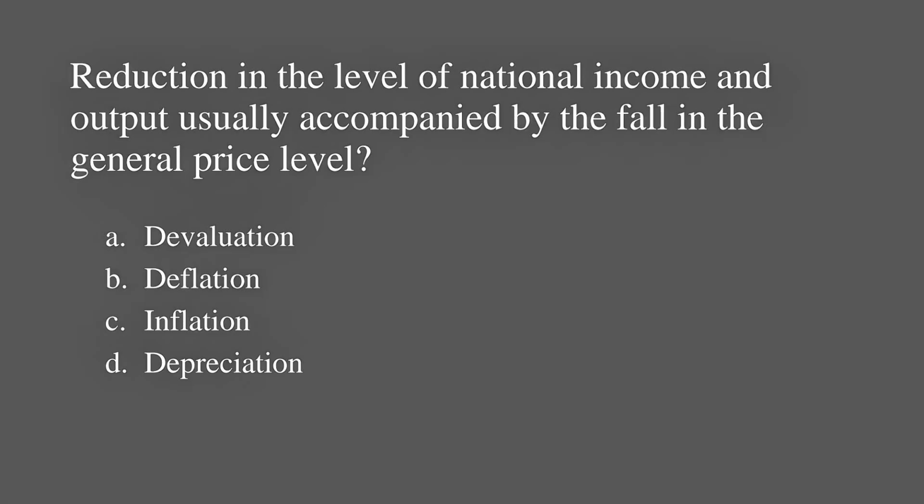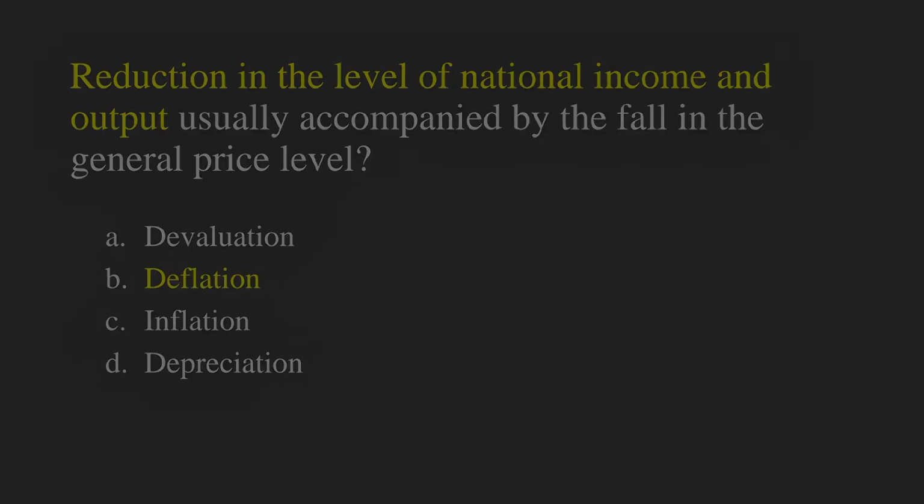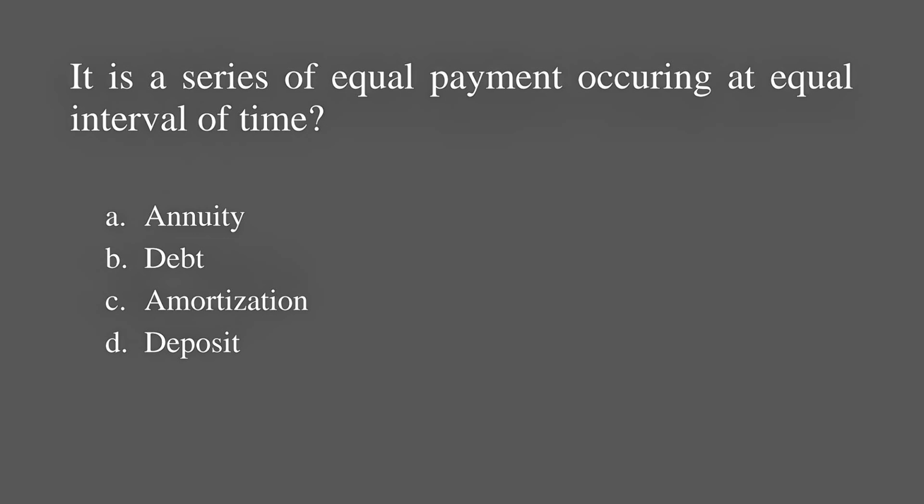Reduction in the level of national income and output, usually accompanied by the fall in the general price level. A. Devaluation. B. Deflation. C. Inflation. D. Depreciation. The answer is letter B. Deflation. It is a series of equal payment occurring at equal interval of time. A. Annuity. B. Debt. C. Amortization. D. Deposit. The answer is letter A.